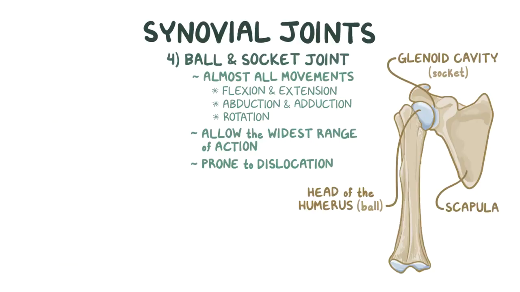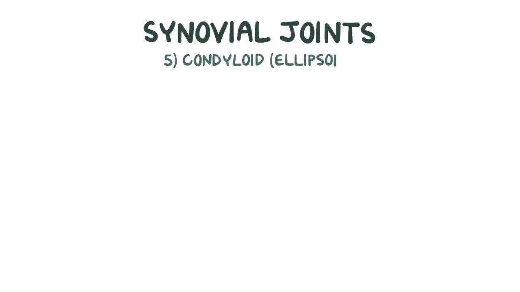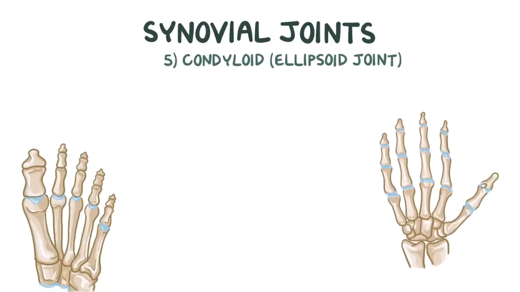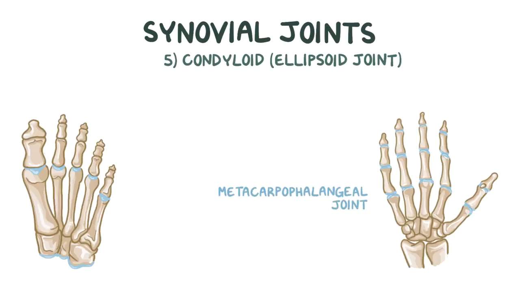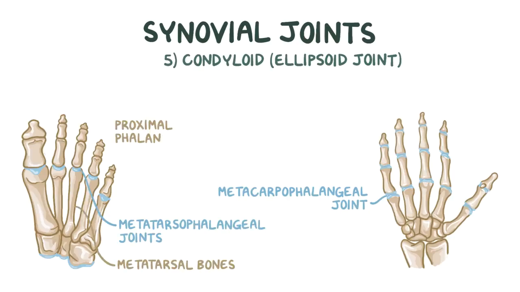The fifth type of synovial joint is a condyloid or ellipsoid joint. Examples include your metacarpophalangeal joint, which is the knuckle joint in your hand, and your metatarsophalangeal joints, which are the joints between the metatarsal bones of the foot and the proximal phalanges of your toes, your foot knuckles.